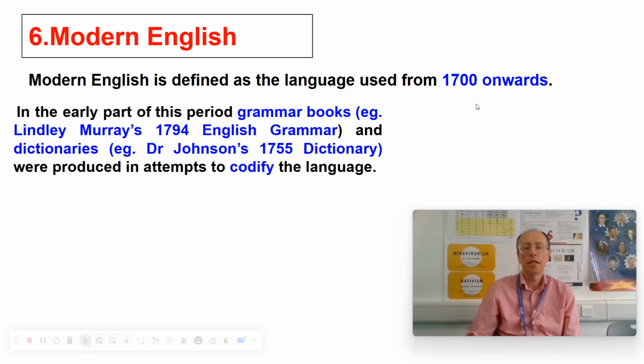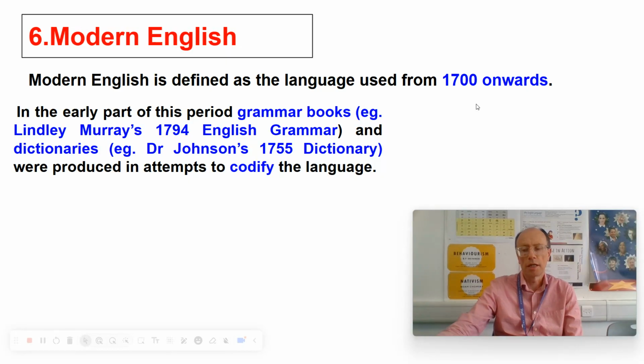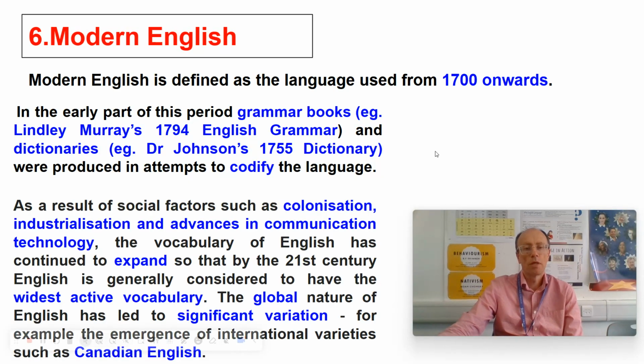So these are initial attempts to sort of codify the language. The idea being that England, sort of the British Empire, is spreading across the world, and yet writers are saying, look, we don't even seem to be able to control our own language. So these are attempts to really codify the language and lay down the rules.